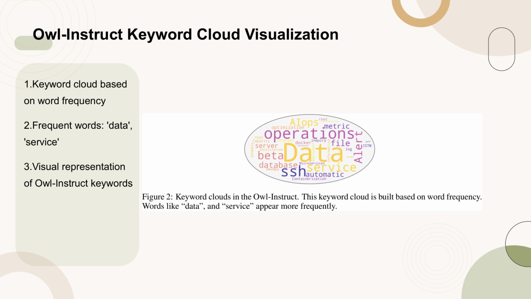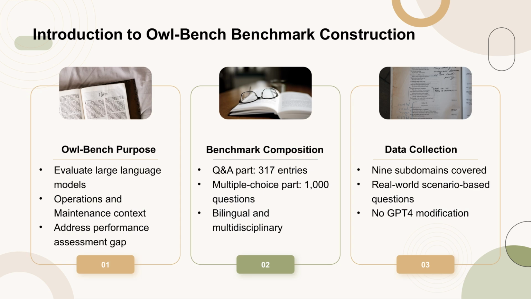OWLbench has been developed to evaluate the performance of large language models specifically in the context of operations and maintenance. This benchmark is crucial as it fills a significant gap in our ability to assess and compare models within this area. The benchmark is divided into 2 main parts: a Q&A section with 317 entries and a multiple-choice section containing 1,000 questions. It is designed to be bilingual and covers a wide range of subdomains, ensuring a comprehensive and diverse evaluation.